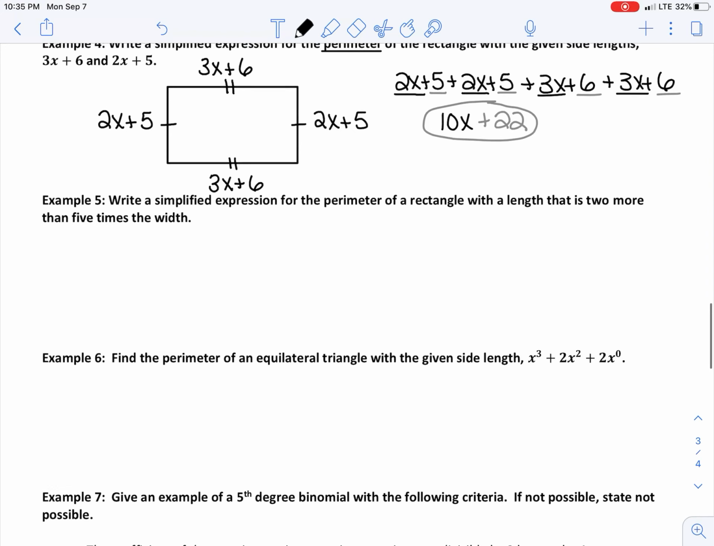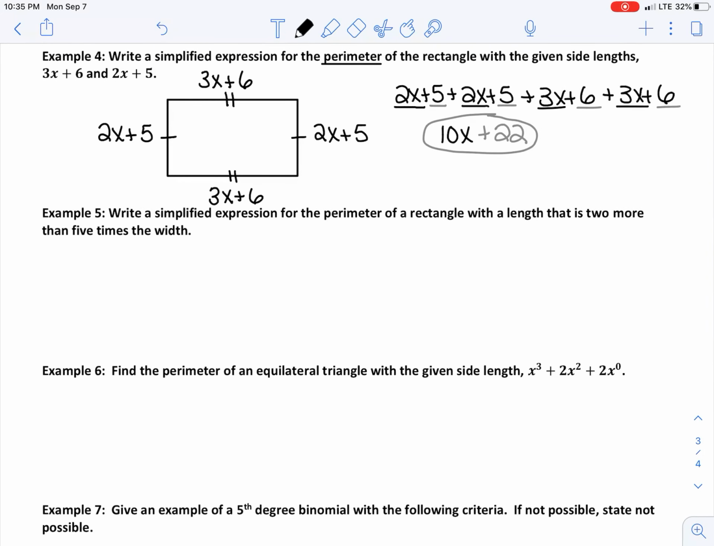Okay. Then if we look at example 5, it's pretty similar. This is more of a word problem. It's not giving you the lengths like it did here in example 4. So it says, write a simplified expression for the perimeter again of a rectangle. So we're going to draw a rectangle again. It's always easier if you draw a picture. Okay, there's my rectangle. Okay, and it says with a length that is 2 more than 5 times the width.